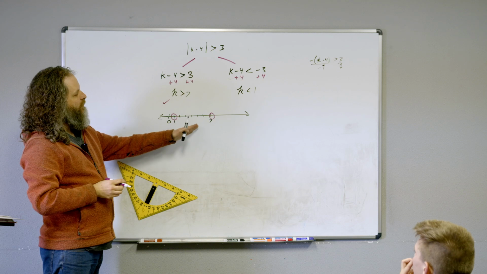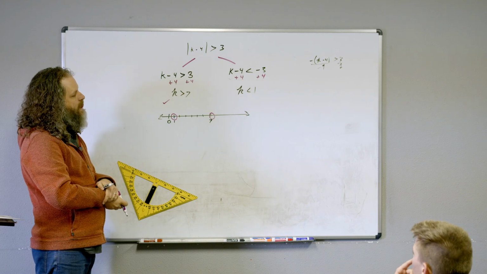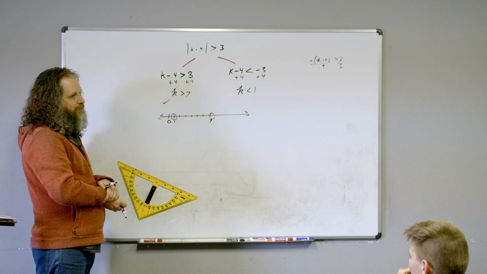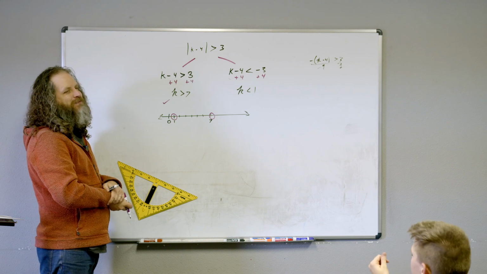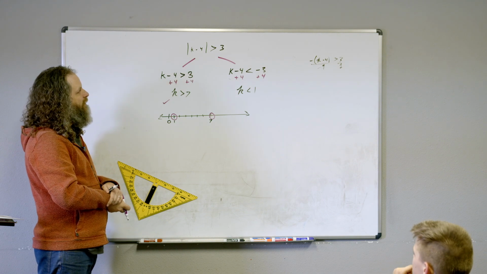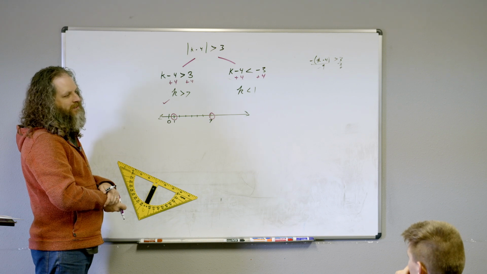Okay, changes it. What are we going to try here? 4. That's fine. 4 minus 4 is 0. What's the absolute value of 0? 0. Is 0 greater than 3? No.